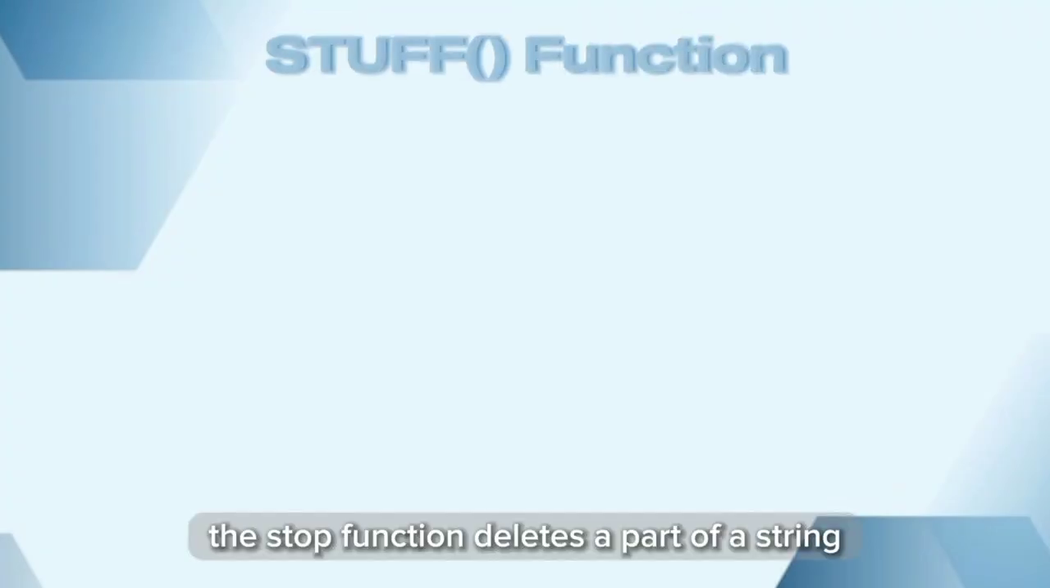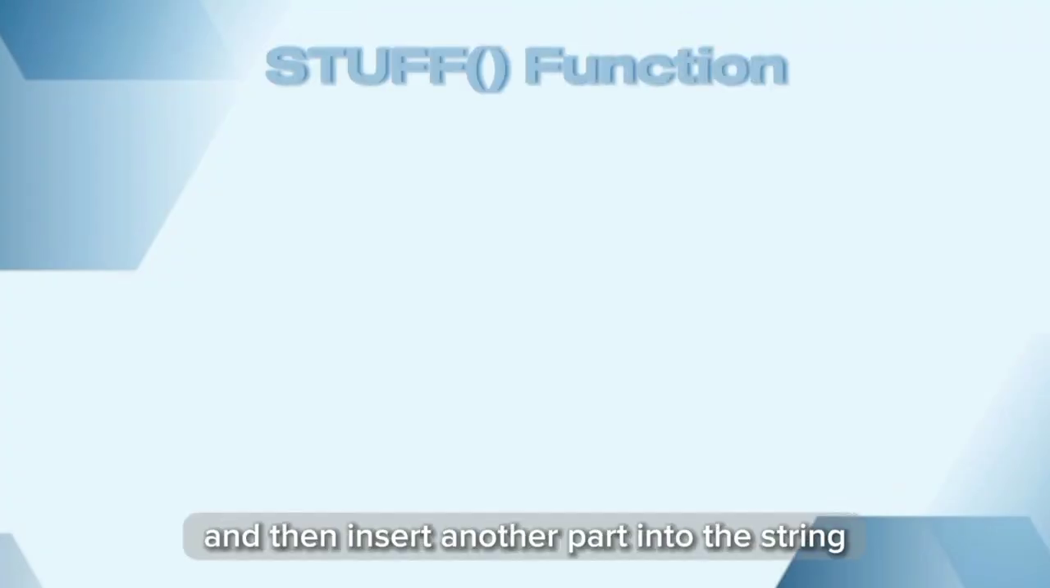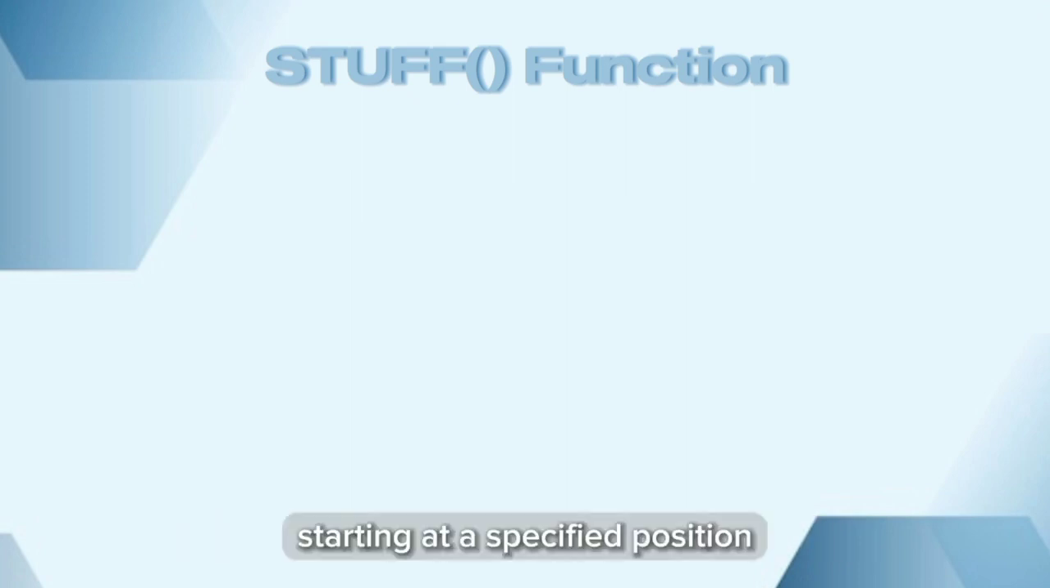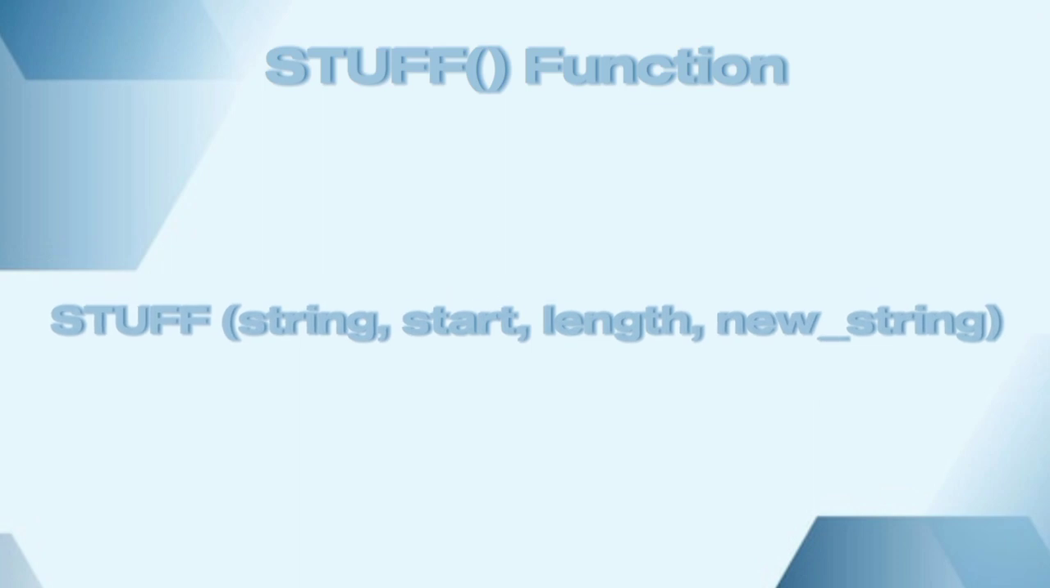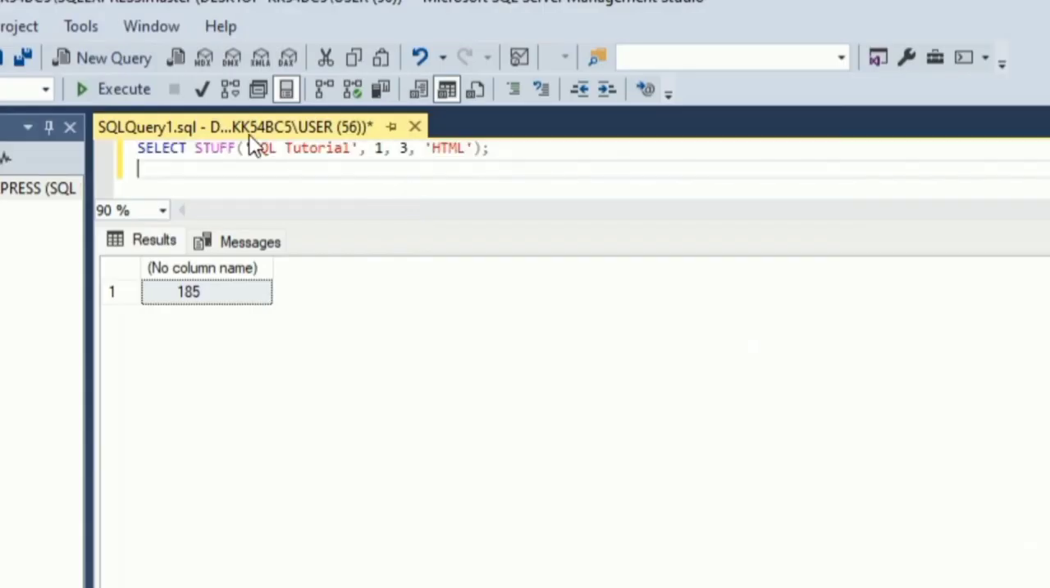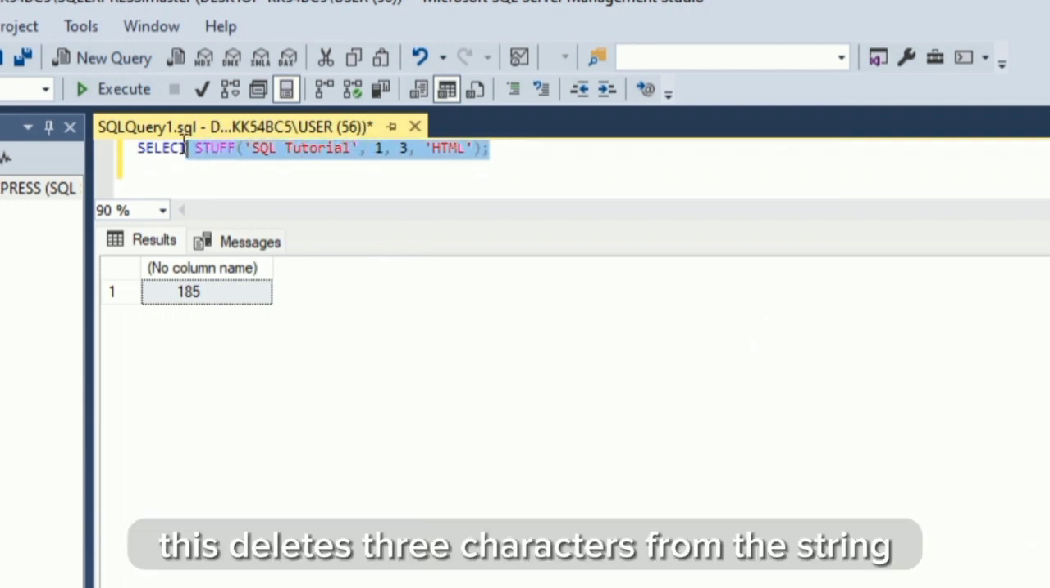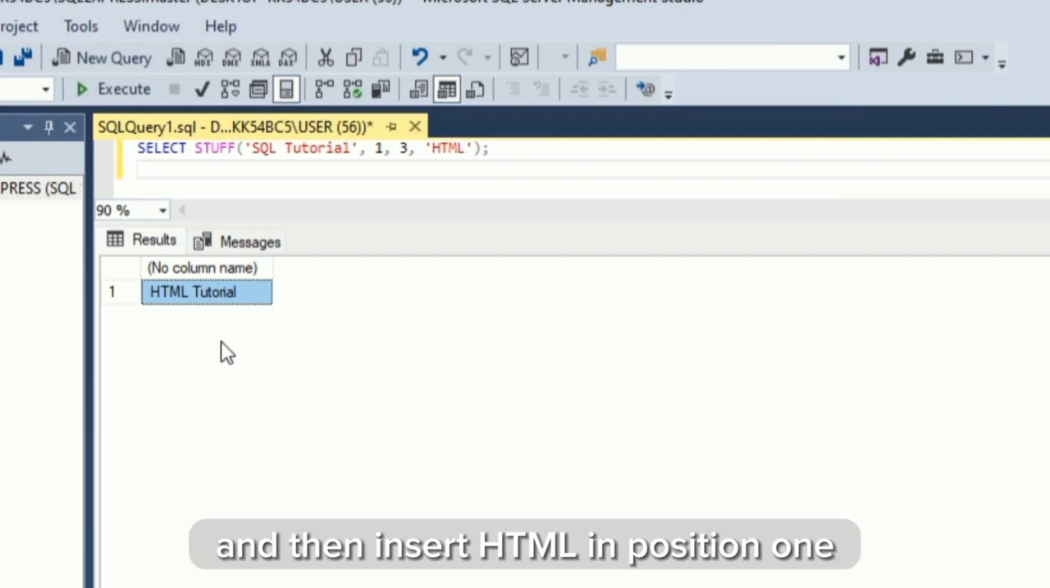The STUFF function deletes a part of a string and then inserts another part into the string, starting at a specified position. Syntax: STUFF, open parenthesis, string, start, length, new_string, close parenthesis. For example, this deletes 3 characters from the string starting in position 1 and then inserts HTML in position 1.